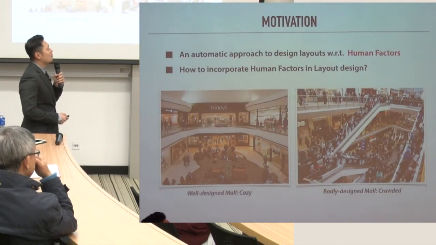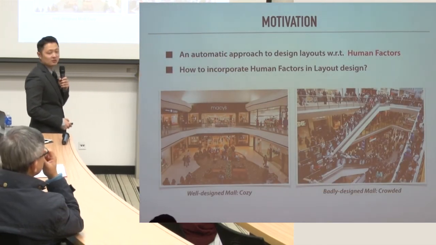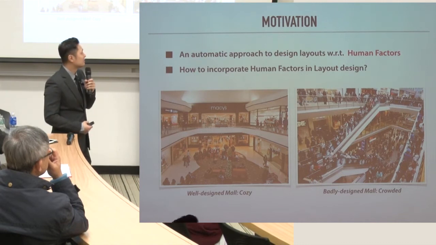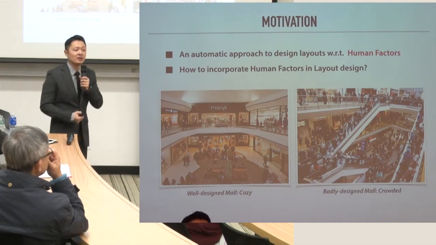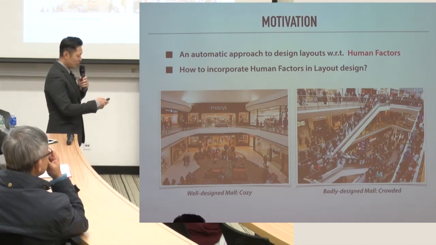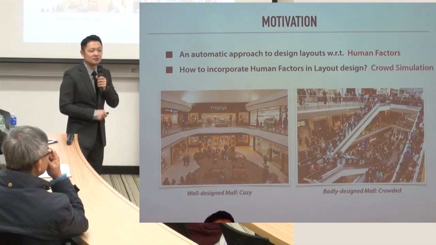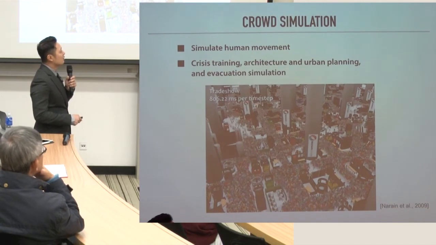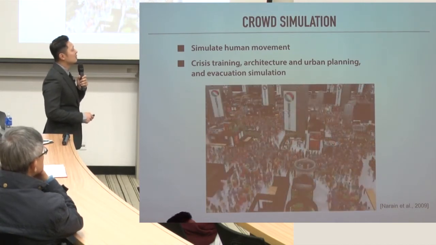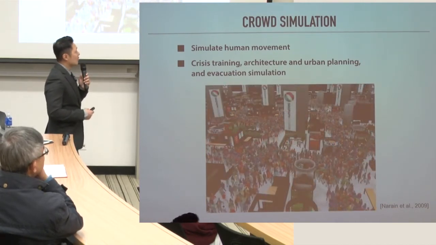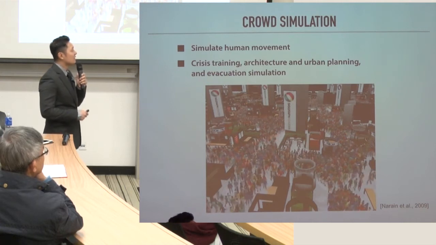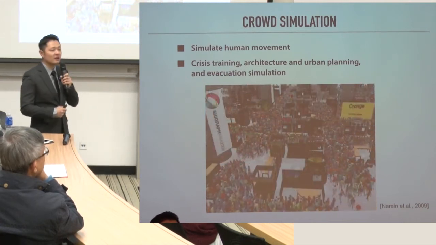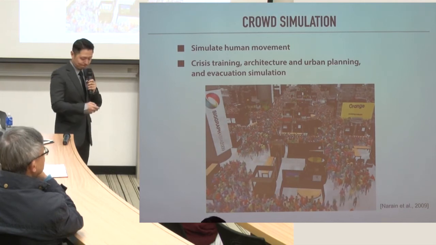So our goal is to propose an automatic approach to design layouts with respect to human factors, but how to incorporate them in the process? We will use crowd simulation. Crowd simulation refers to the techniques for simulating human movement. So they are very important for crisis training, architecture, urban planning, and evacuation simulation.